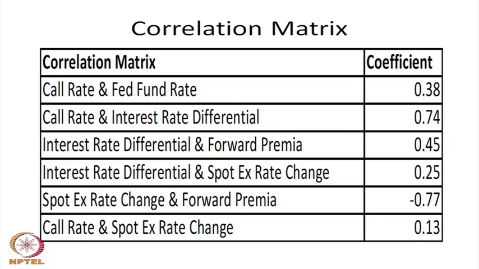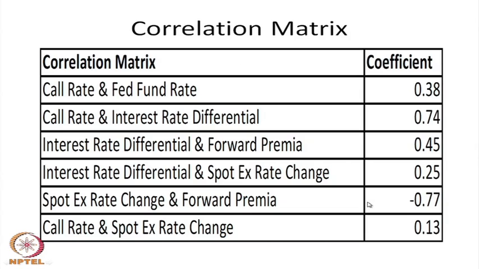So, the correlation matrix indicates some extent of relationship between the spot exchange rate, forward premium, interest rate differential, and also the change in the spot rate. This correlation matrix to some extent indicates that the relationships are significant, and to some extent we have also found valid correlation among these variables.